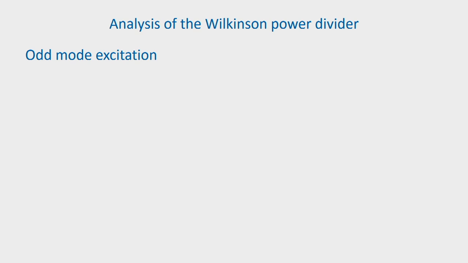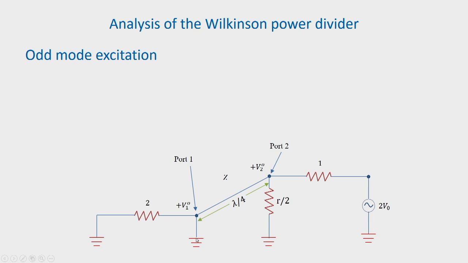Let us now see what happens for the odd mode excitation. We have seen that for odd mode excitation, this bisection line here becomes a short circuit, and R2 becomes short circuited. Therefore, we can see that V1O, since this point is grounded, is 0. Similarly, for odd mode excitation, here we connect 2 V naught, and in port 3, we will connect minus 2 V naught, and therefore V3O will be the negative of V2O.